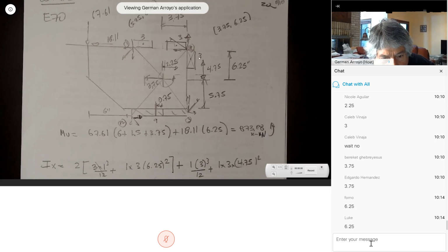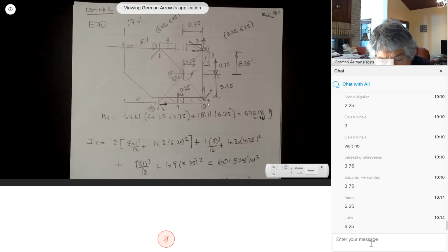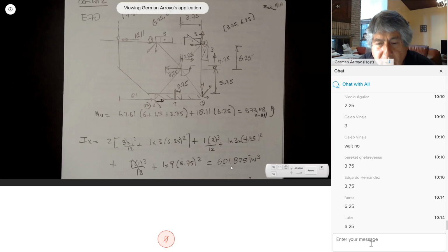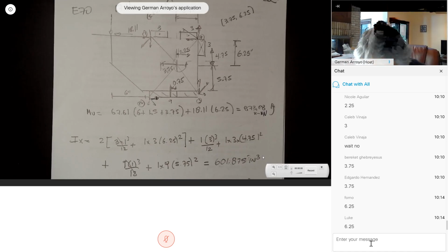Now I have this one at the bottom. It's going to be the base, that is 9 times 1 cubed over 12. Because 1 is to the cube, I throw it away. What is large is the area, 1 times 9, times the distance squared, 5.75. So the moment of inertia about the x-axis is 1,875 inches to the fourth, because this is a line. The table given to you also says inches to the fourth. Every time that we work, it's going to be inches to the fourth.